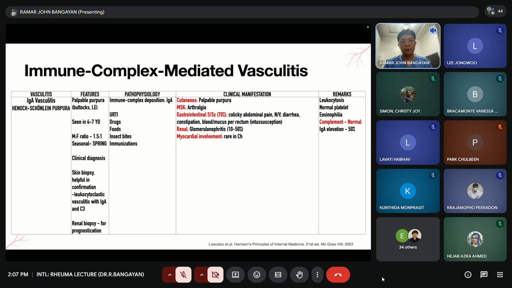So remember that there is actually a triad for HSP. Remember, it's not on the slide, so you have to take note of this. They present with arthralgia or arthritis, abdominal pain, and palpable purpura. Again, that's the triad for IgA vasculitis, that's how you clinically diagnose patients with this condition. You have arthralgia or arthritis, abdominal pain, and palpable purpura.